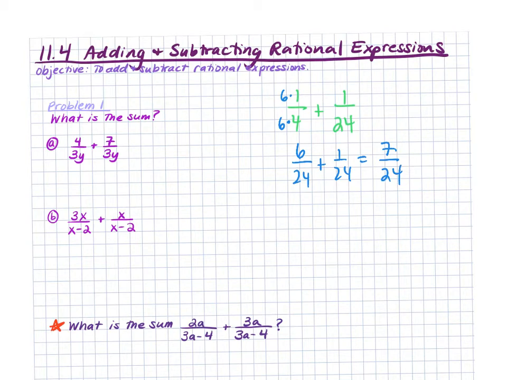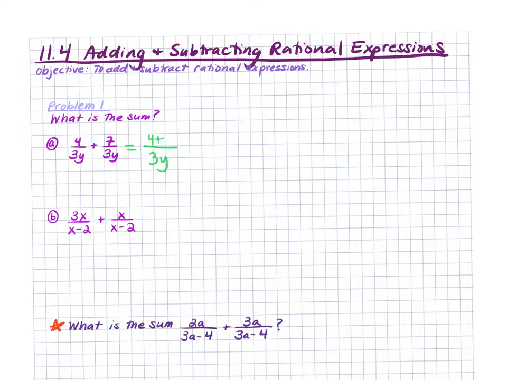Okay, so we're going to do the same thing. We're just going to have to find least common denominators with variables and polynomials. Okay, so let's look here, and we can see here that they have the same denominator. So that makes it easy for us. We can just leave the denominator and add the tops or the numerators. That's 11 over 3y.